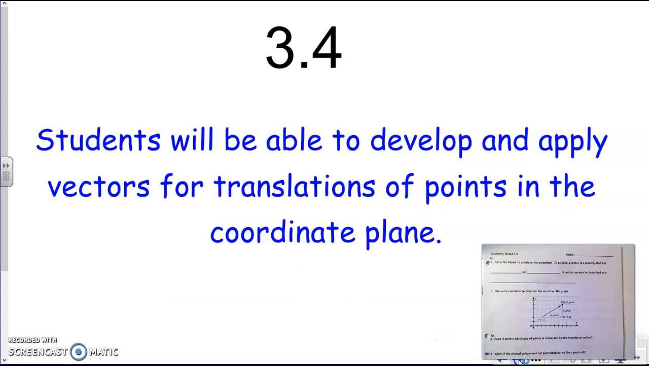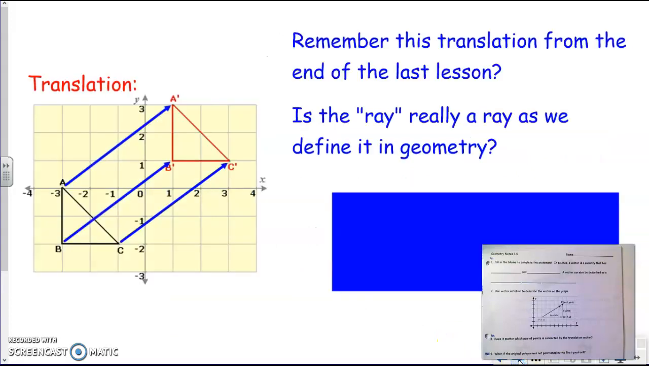In order to understand what a vector is, let's look at our translation that we did at the end of the last lesson. Now in this image here, you can see these blue lines have an arrow at the end. So they kind of look like they are rays, but are these really rays as a ray is defined in geometry, which remember it has a definite beginning but then goes on forever in one direction? Are these really representing something going on forever in one direction?